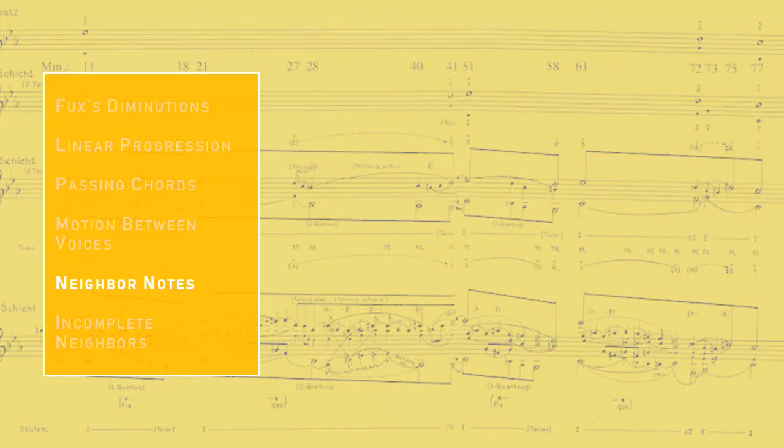The last major topic of this video is the neighbor note, and its offshoot, the incomplete neighbor. Whereas diminutions, linear progressions, and motion between voices can be used to create motion between structural tones, neighbor notes allow composers to create a sense of motion around structural tones. I didn't include a discussion of neighbor notes in my series on species counterpoint, since Fuchs does not allow for them in Gradus ad Parnassum. All later contrapuntal theorists, including Padre Martini and Schenker, do allow for neighbor notes, however, so I will go over how they work now.